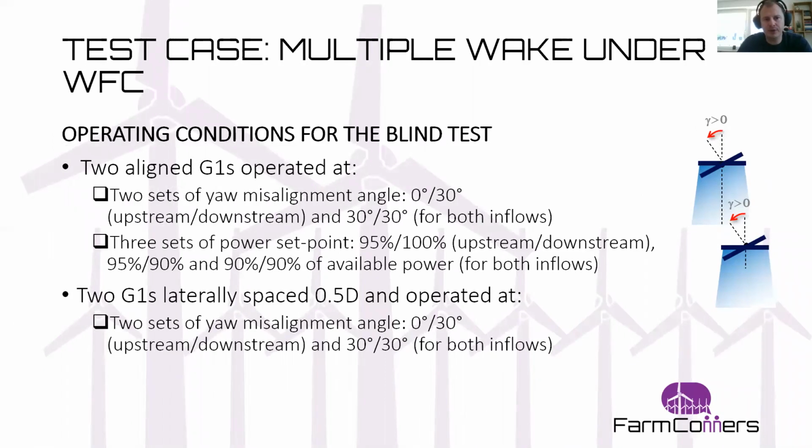And similarly for the blind test, we have a lot of operating conditions. So 2 aligned G1s operating again at 2 sets of yaw misalignment, clearly different from the sets of yaw misalignment used for the calibration, and 3 sets of power set points. Again, also for the 2 G1s laterally spaced half a diameter, we have 2 sets of yaw misalignment.